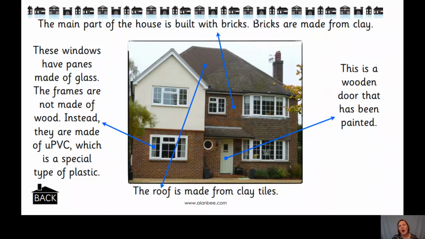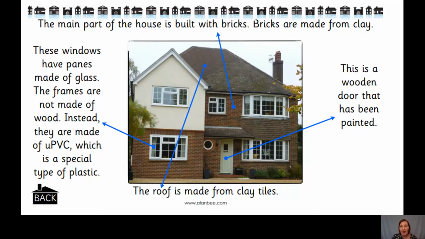And they use bricks often because they're very strong and they keep heat inside the house, which is very important. Now let's have a look at the windows. So the windows have panes made from glass. So the sheet of glass in the window, if you have a look at your window now, the sheet of glass in there is called a pane of glass.